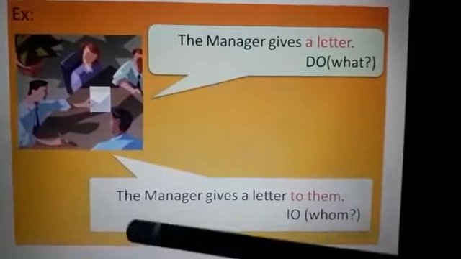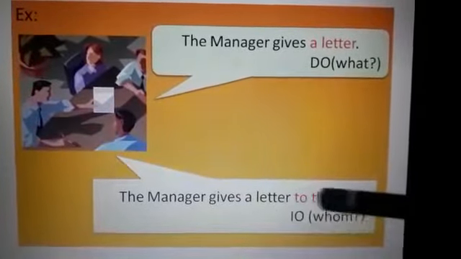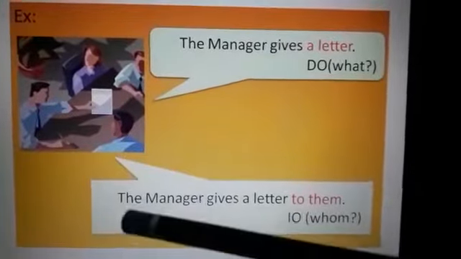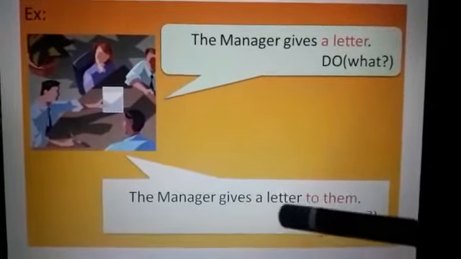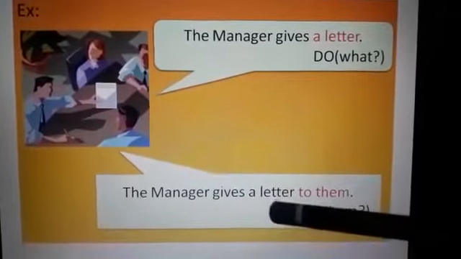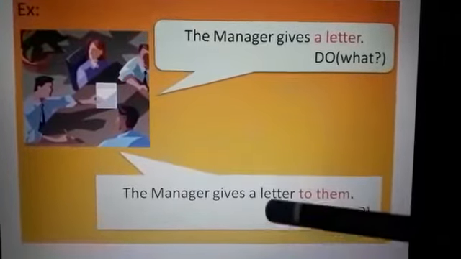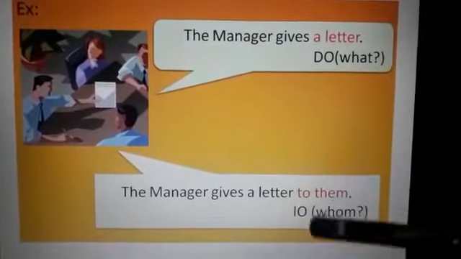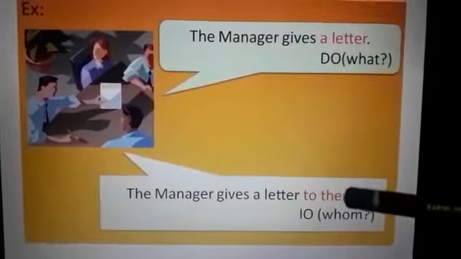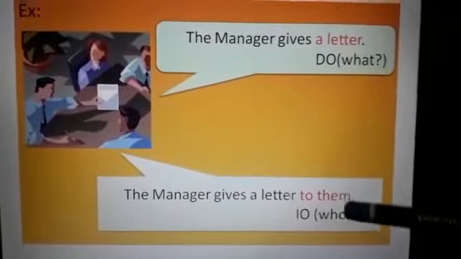Here, the manager gives a letter to them. The manager is a subject, gives is a verb, a letter. What did he give? A letter. So it is a direct object. To whom? That is the indirect object. You are getting the answer for this whom, so it becomes an indirect object.